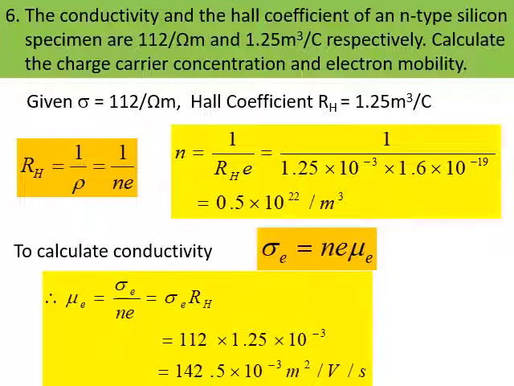Now to calculate the mobility of the material, we are aware that sigma E is equal to Ne mu E, only for electron concentration. Therefore mu E is equal to sigma E divided by Ne. But Ne is nothing but rho, and 1 by rho is RH. Therefore our equation can be written as mu E equal to sigma E into RH. Here sigma E is 112 and RH is 1.25 × 10^-3, which will give you 142.5 × 10^-3 meter square per volt per second, the mobility of the electrons.